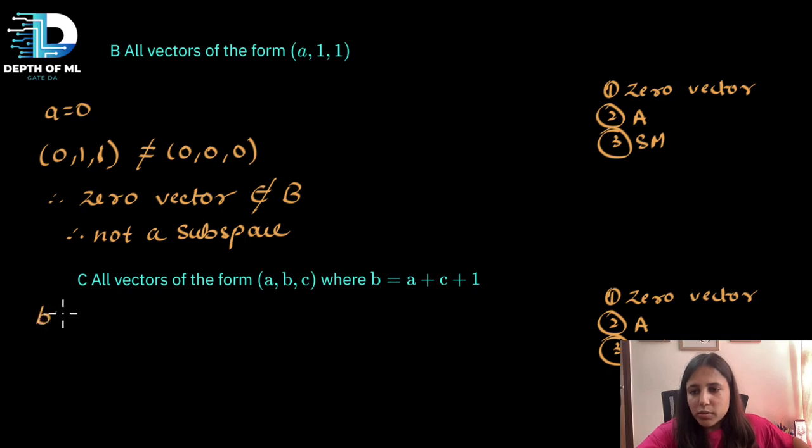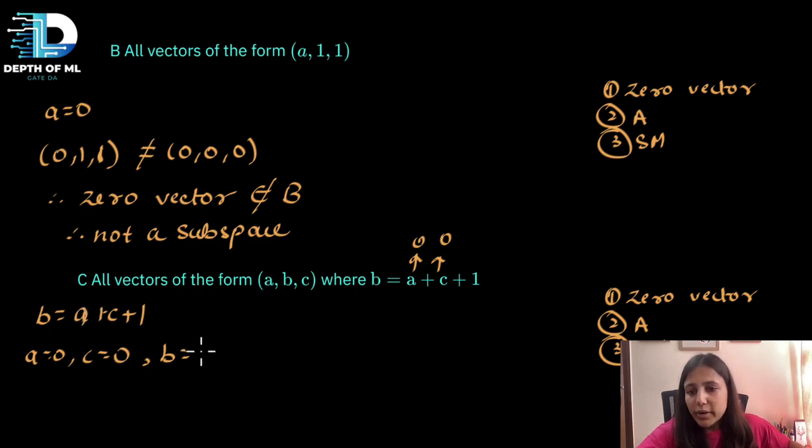So now b is equal to a plus c plus 1. Now I want to see whether the zero vector exists or not. To do that, I will try to take the values of a to be 0 and c to be 0. So I'll take a equal to 0, c equal to 0. Now what will be the value of b? If I do this, b will become 1, correct? Because 0 plus 0 plus 1 is equal to 1, right?